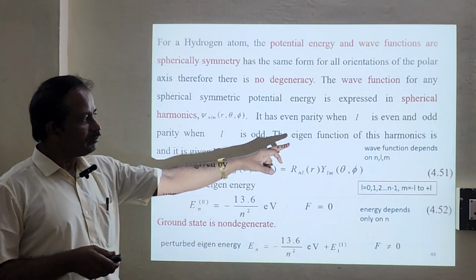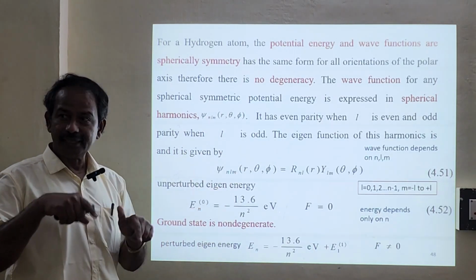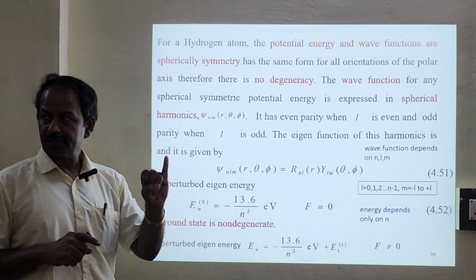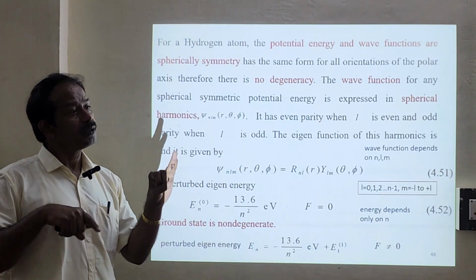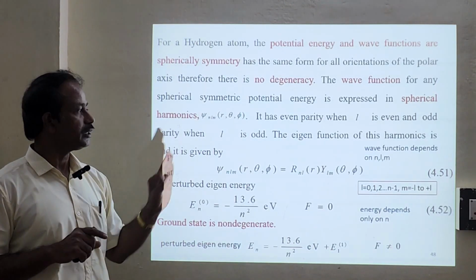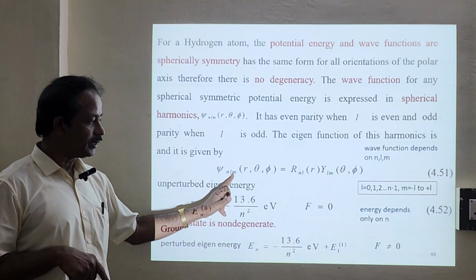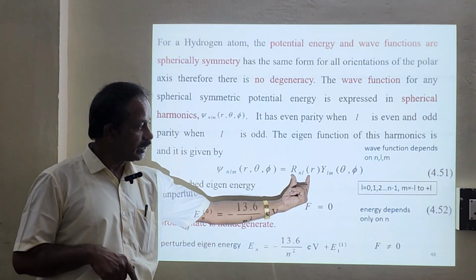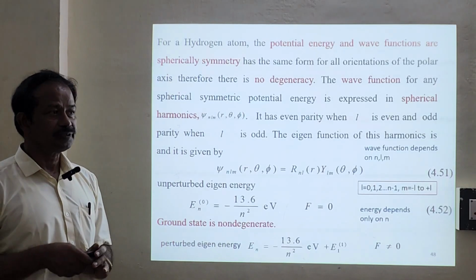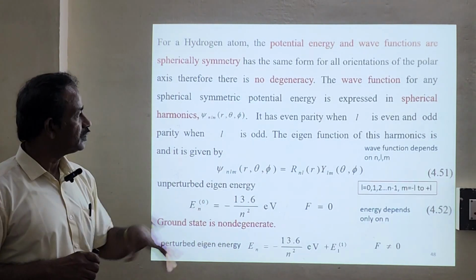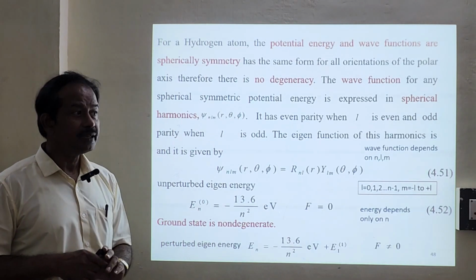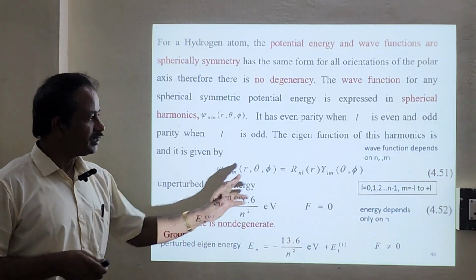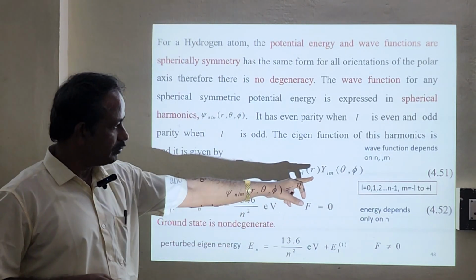Now the wave function is labeled by n, l, m. n stands for the principal quantum number, l for the orbital quantum number, and m is the magnetic quantum number. So it is labeled by nlm, which is a function of r, theta, phi, equal to the product of the radial part and the angular part, the spherical harmonics. This is your polar angle and this will be your azimuthal angle. r stands for the radial distance.